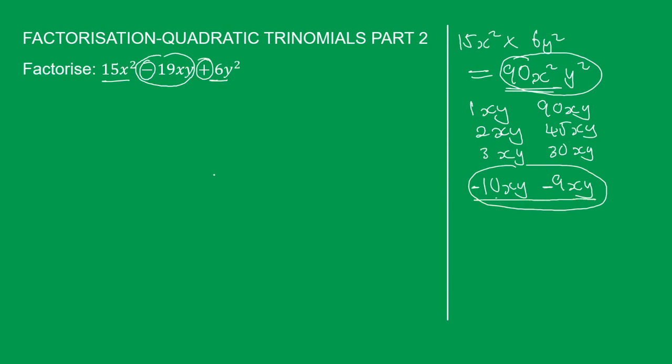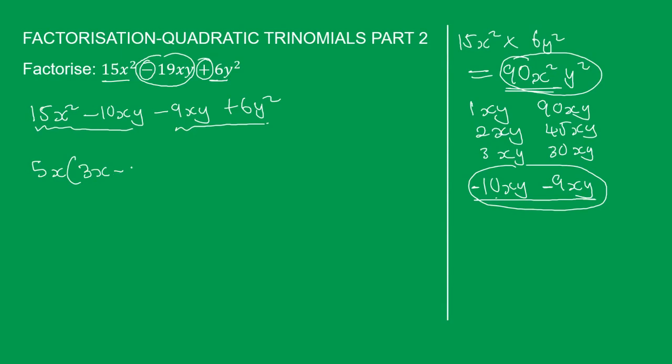Remember this method. We're going to factorize by grouping in pairs. So it becomes 15x squared minus 10xy minus 9xy plus 6y squared. And then we factorize by grouping in pairs. Please revisit grouping in pairs if you forgot. What's the highest common factor here? It should be 5x for the first pair. 5x then becomes 3x minus 2y.